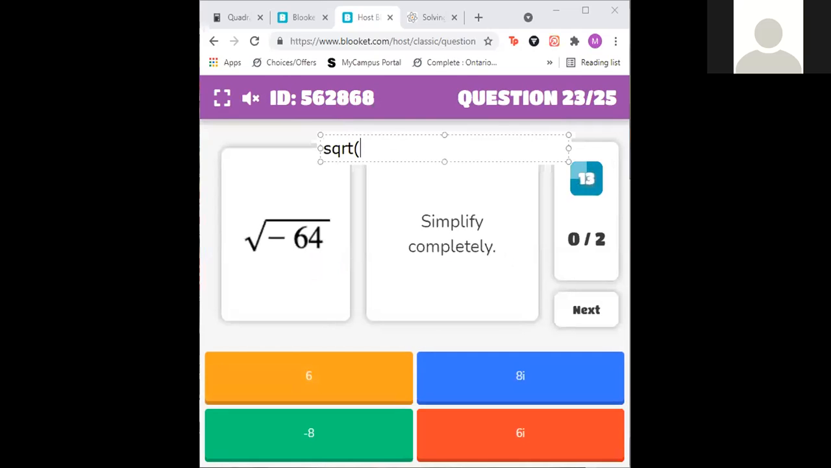And here, the square root of -64 equals the square root of 64 times the square root of -1. The square root of 64 is 8, so 8i.